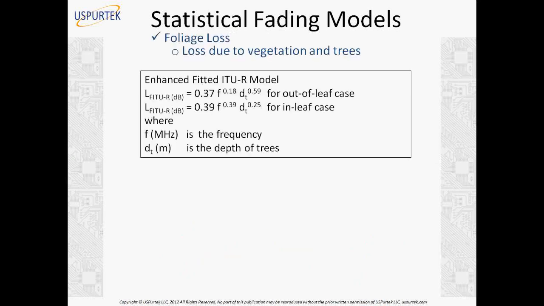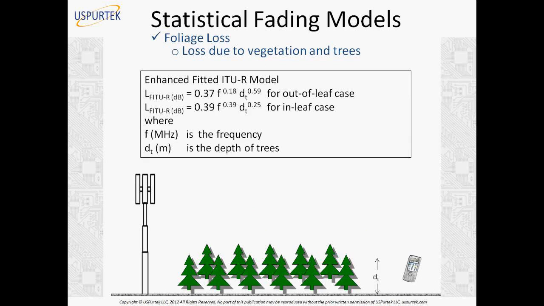Now foliage loss. Trees also absorb RF signal power. This is a model recommended by ITU for the out of leaf case and the in leaf case. Out of leaf is when you have the fall season and the trees don't have leaves on them. In leaf is when you have spring or summer. The presence or absence of leaves affects how much absorption happens. This has been measured and found to fit an empirical model where you just input the frequency and the depth of trees, dt.